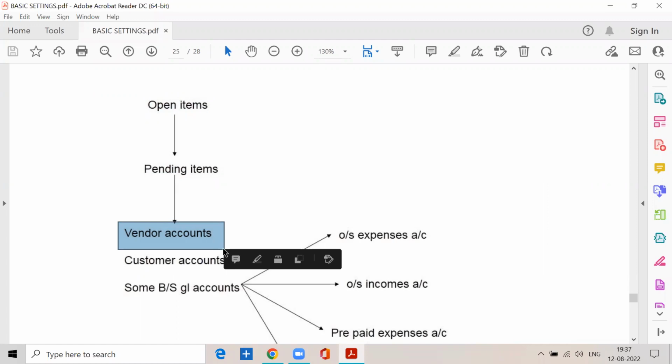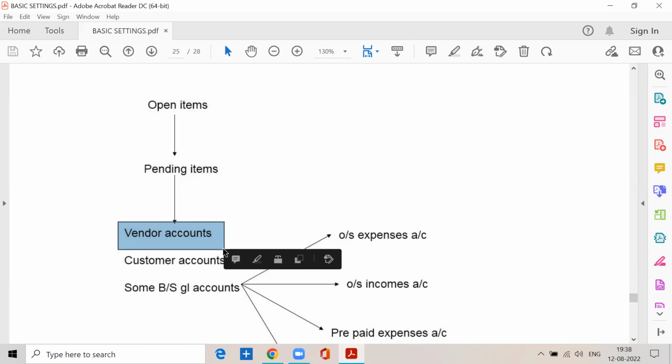For example, today we purchased some material from a supplier and the supplier has given 30 days credit. So today we received the material and we have entered the invoice into system. Then we post one accounting entry, debit to raw material account, credit to vendor account. Then the system will update the vendor account balance also. In addition to that, the system will display this invoice in the red color.